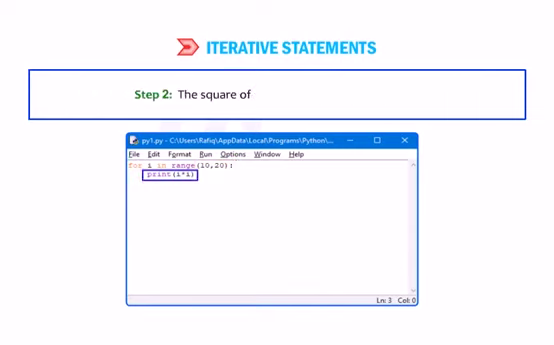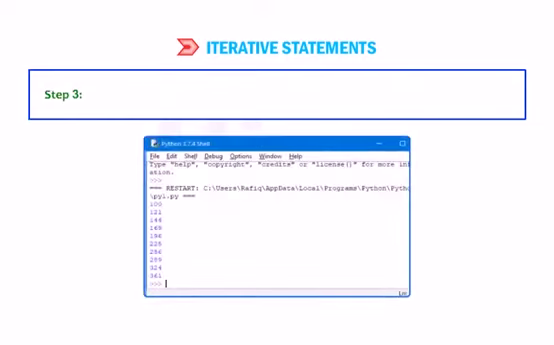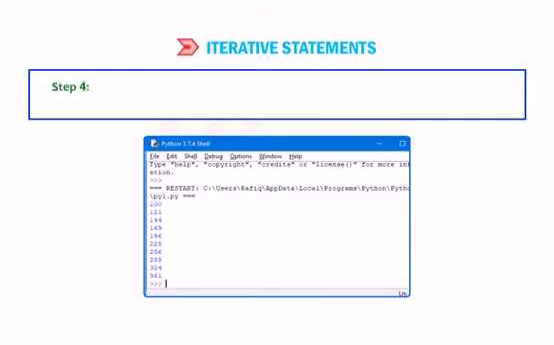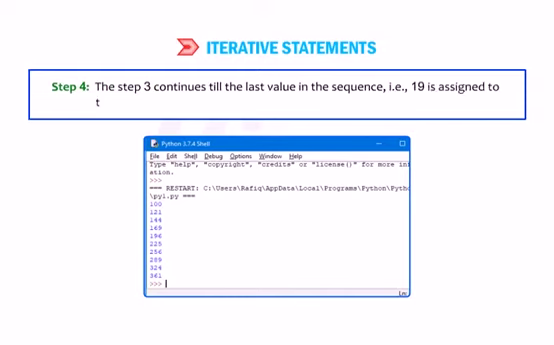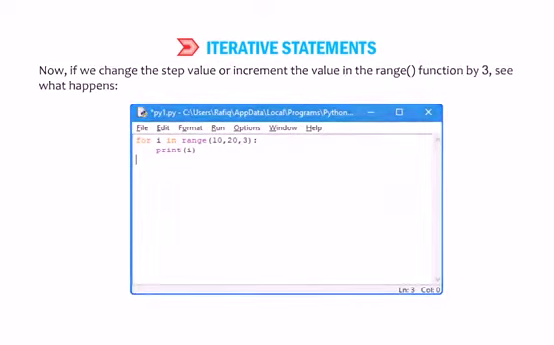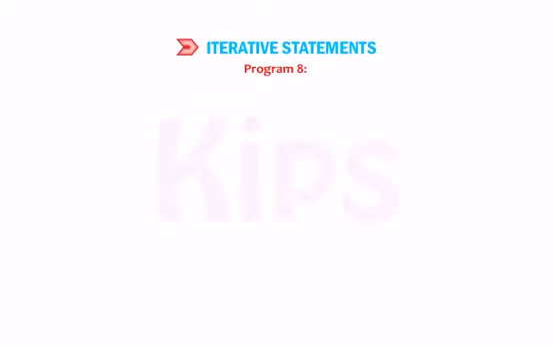Step 2. The square of the value 10, that is 100, is printed. Step 3. By default, the counter variable is incremented by 1 and its square gets printed. Step 4. Step 3 continues till the last value in the sequence, that is 19, is assigned to the variable I and its square is printed. Now if we change the step value or increment the value in the range function by 3, see what happens. Program 8.